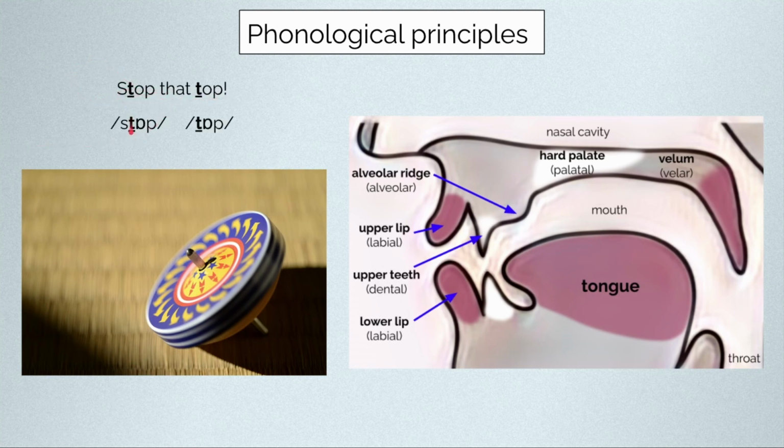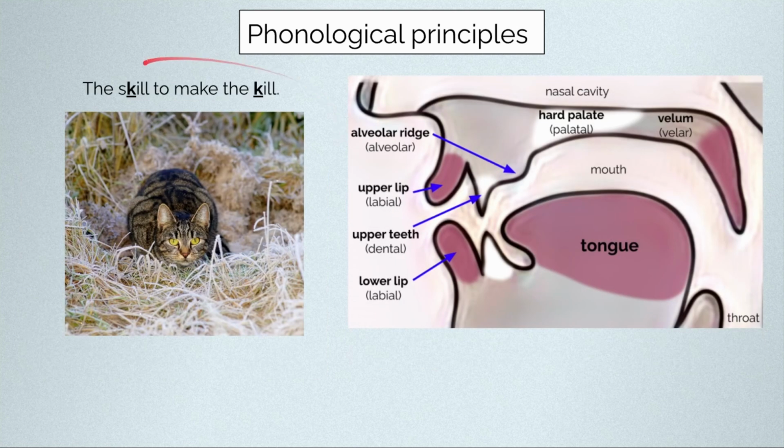Another example of this principle is in the word stop, that top. Again, these two t sounds are written the same, however they're pronounced differently. We don't say stop, that top. It's stop. If I just remove the S, stop, that top. So again, these are pronounced slightly differently depending on where they are within the syllable. One last example is the skill to make the kill. Skill, not skill. Skill, gill, to make the kill.